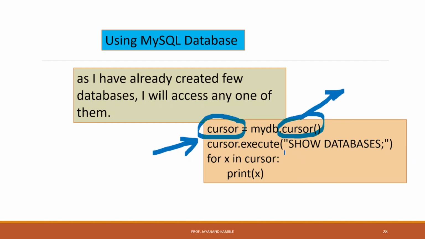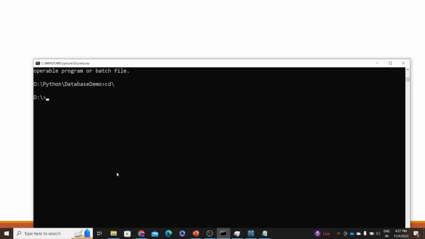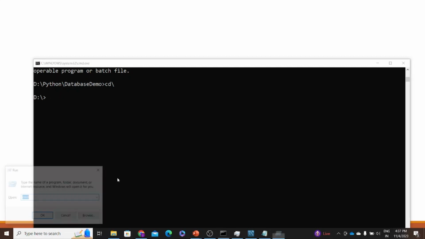Okay, so first we are going to run the show databases query. For that purpose we need to use the execute command: execute show databases, and now everything will be in the cursor object. Okay, so we will print all the databases that we have in our MySQL database. We append this code to our db1 file and execute the code. Okay, so let's open the notepad.